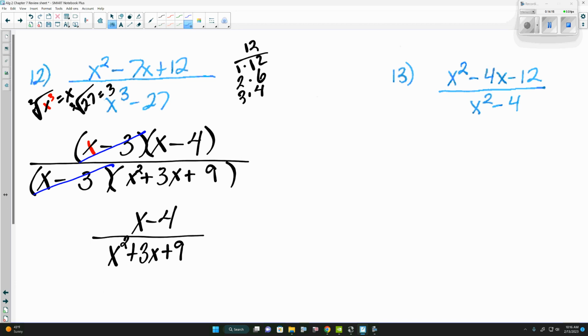Now our restrictions are whatever is going to make the denominator be 0. Here, x minus 3 is equal to 0. We can add 3 to both sides, telling us x cannot be 3. Now the other part that we have is the x squared plus 3x plus 9. That is the other denominator that we have.